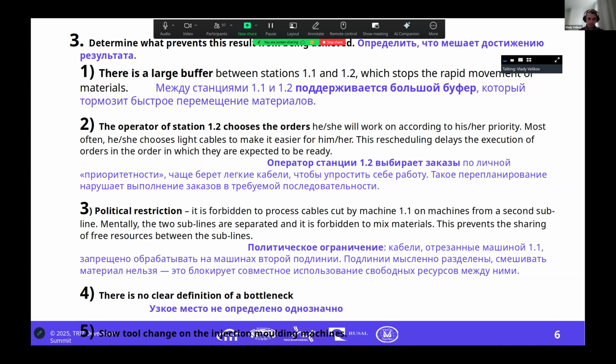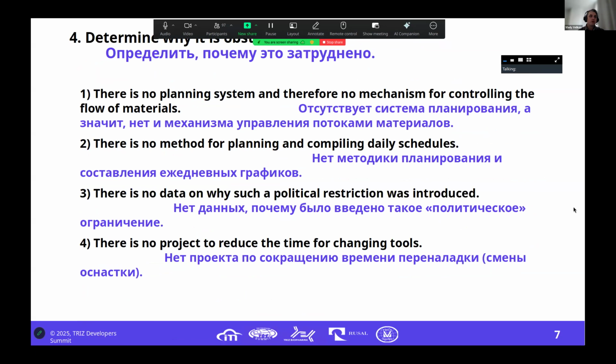And fifth, slow change of molds in the injection machines. In the beginning, it was between 4 and 5 hours. So we'll determine the root causes. I defined this again, but to be more clear, there is no planning system and therefore no mechanism for controlling the flow of materials. I'll explain the solution exactly.